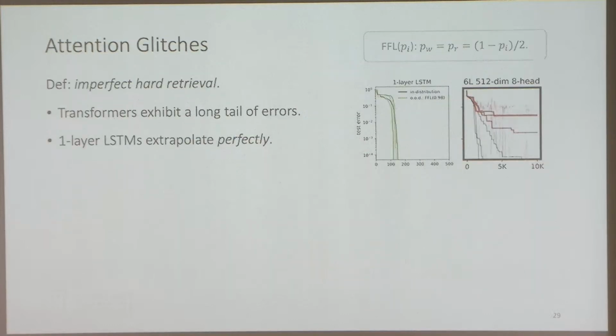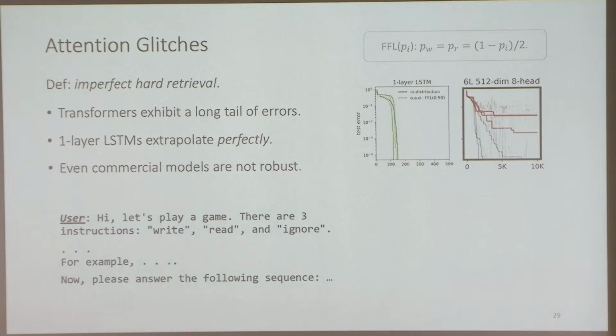In other words, these attention glitches correspond to imperfect hard retrieval. The previous slide tells us that whereas the LSTM can solve the task perfectly, transformers have a long tail of errors. And these errors don't easily go away if we scale up the model. For instance, we can play the same game with ChatGPT. We can explain the game to it, provide one example, and then ask the model to complete the new sequence. And then we're still using the sequence of 12, so it's the same as the one that we did in the experiments.